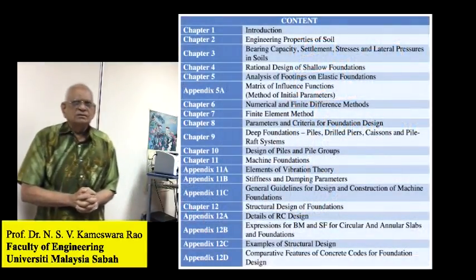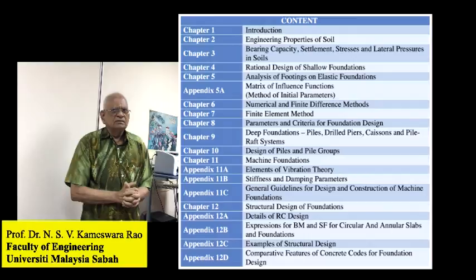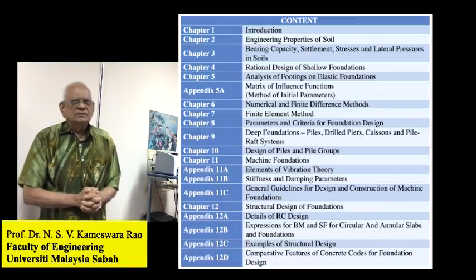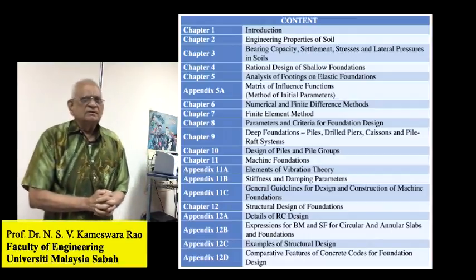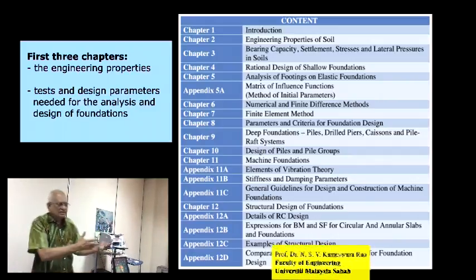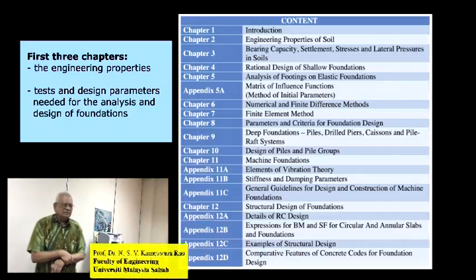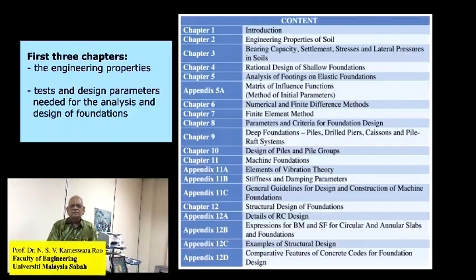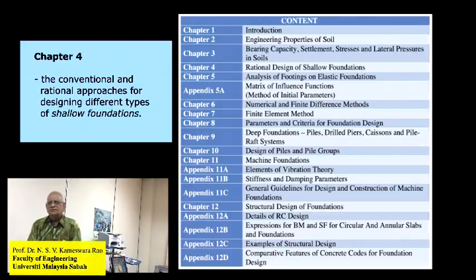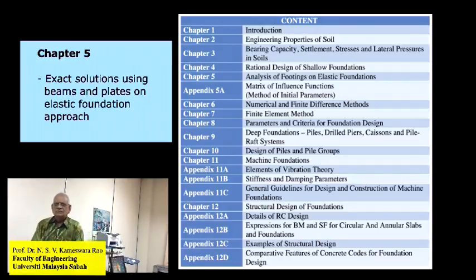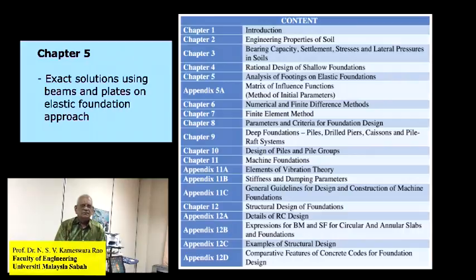The course presents the content of the textbook consisting of 12 chapters besides the appendices. The first 3 chapters present the engineering properties, tests and design parameters needed for the analysis and design of foundations. Chapter 4 discusses the conventional and rational approaches for designing different types of shallow foundations, including rafts. Methods of exact solution using beams and plates on elastic foundation approach are presented in Chapter 5.